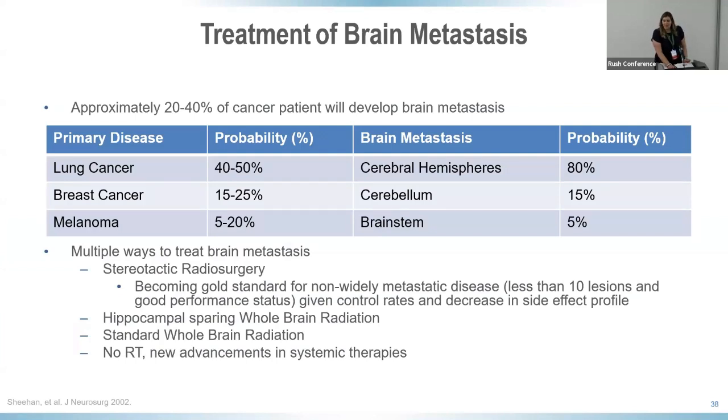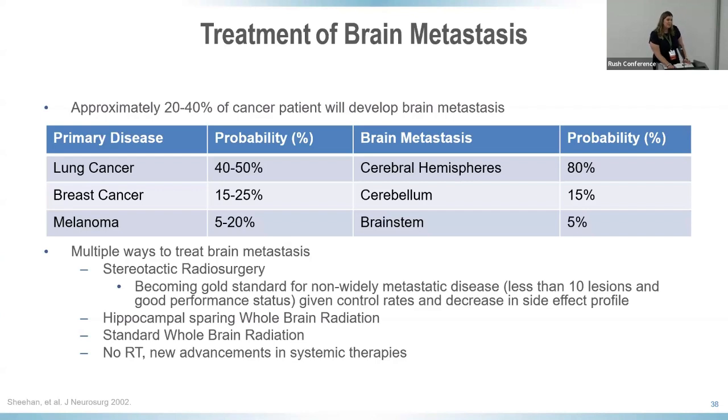Lung cancer, when you compare it to breast cancer and even melanoma, as you can see, has one of the highest probabilities of developing a brain metastasis. And the areas where we see most brain metastases develop are the cerebral hemispheres at 80%, the cerebellum, and the brainstem. Stereotactic radiosurgery is becoming very popular because we can treat up to 10 lesions, we can give really good control, and we decrease a lot of toxicities when comparing it to whole brain radiotherapy.